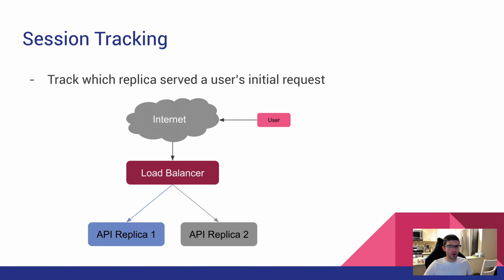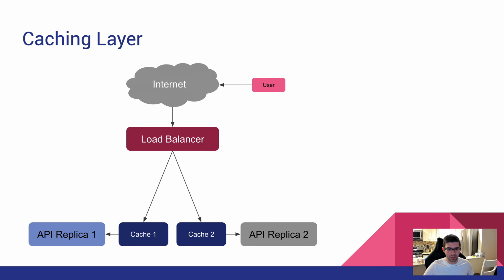So what do we do? Well, we could put a cache layer in. The load balancer would go to the cache layer and ask, do you have this user's information? If it does, great, that's the replica that gets served. If it doesn't, it would have to go to the next cache and ask, do you have it? And if it doesn't, it either goes to the next one if there is one, or if there isn't, it creates the session.